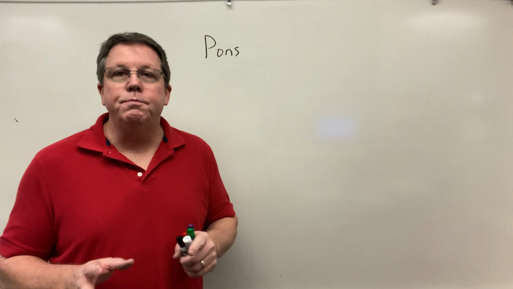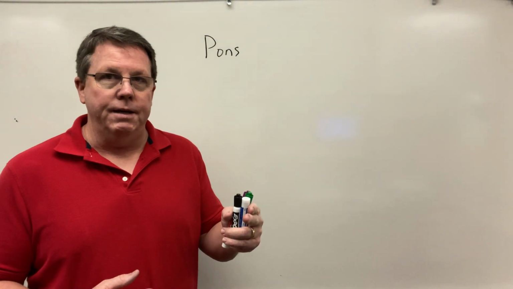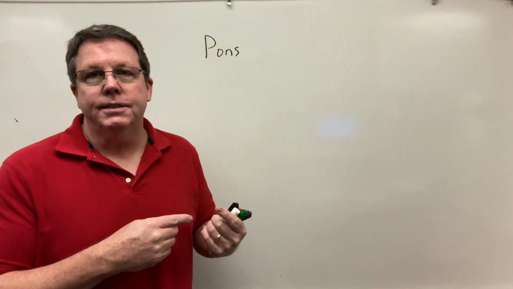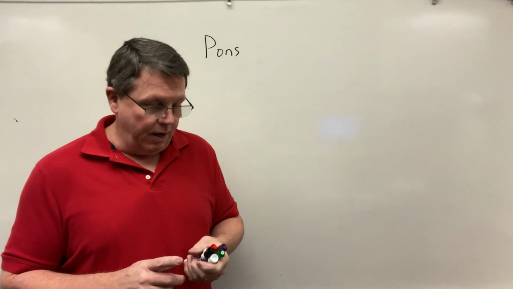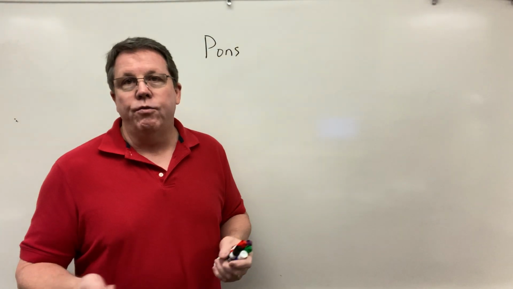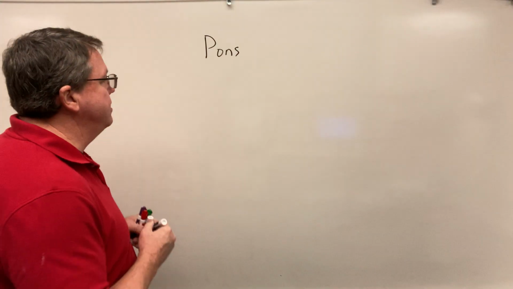So the pons is basically the middle of the brainstem, and what it does is it connects the cerebellum up to the cerebrum and down to the spinal cord through the midbrain and through the medulla. So let's take a look at where the pons is at.